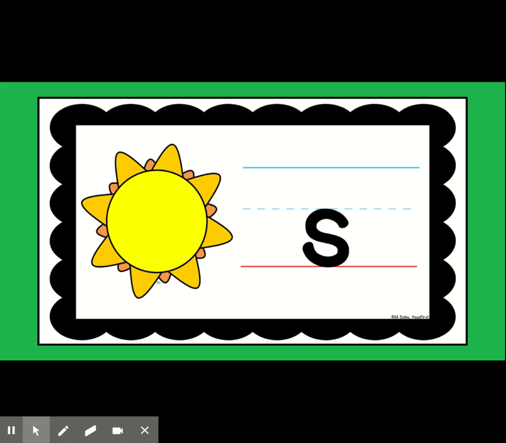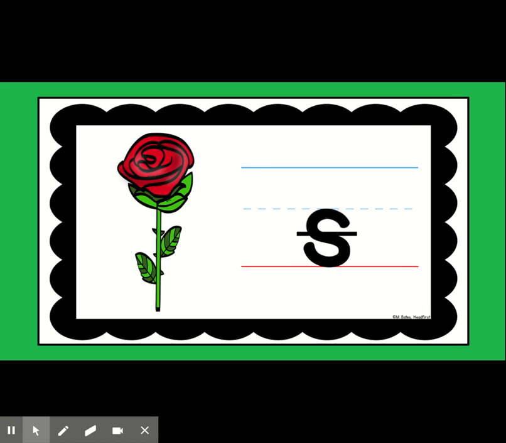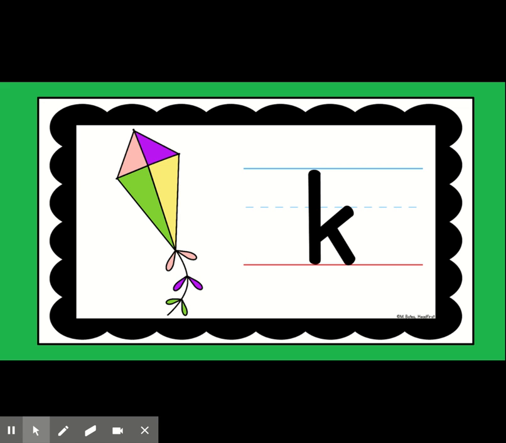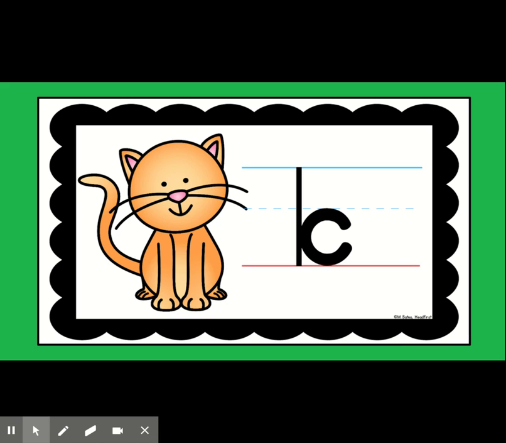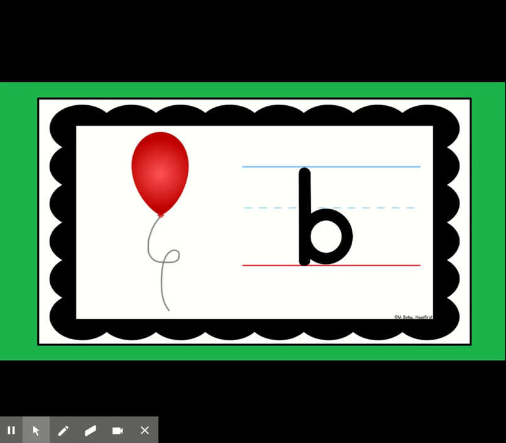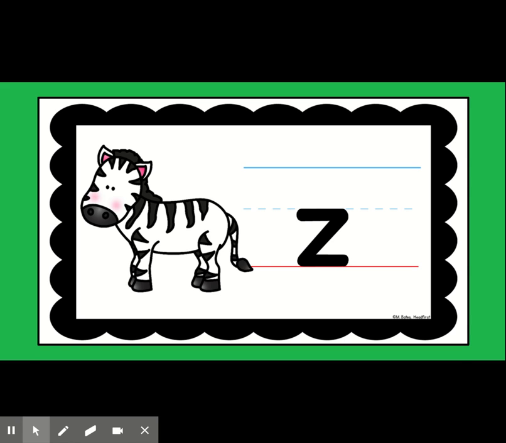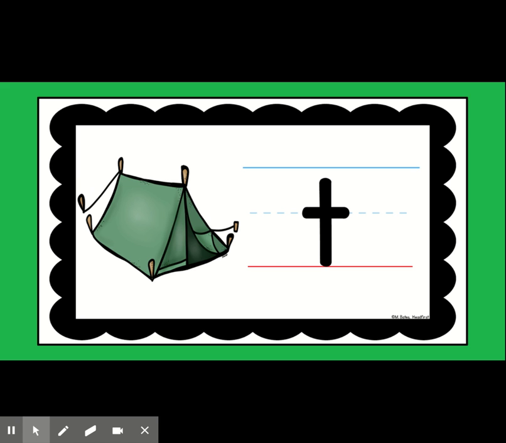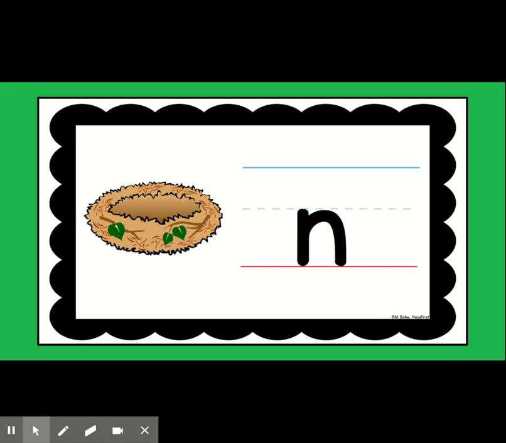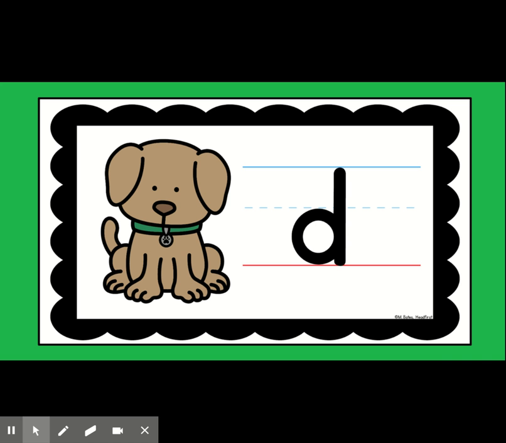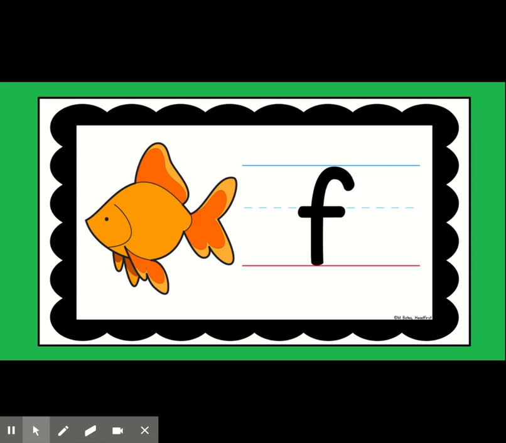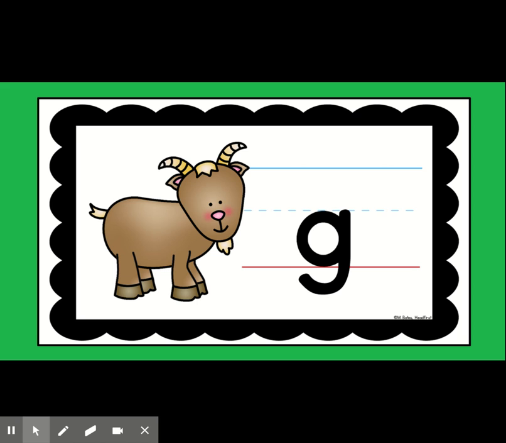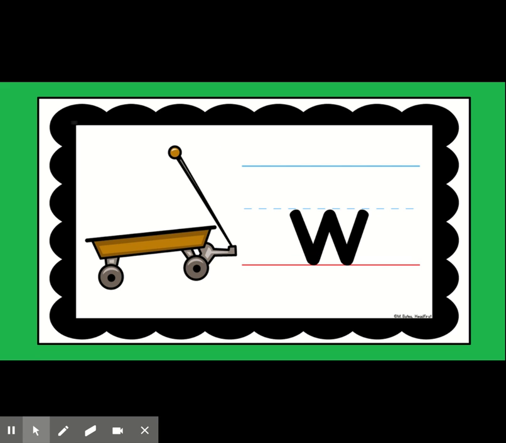Let's go through our consonants. Snake, s. Rose, z. Rabbit, r. Kite, k. Cat, k. Balloon, b. Monkey, m. Zebra, z. Pig, p. Tent, t. Nest, n. Lion, l. Dog, d. Fish, f. Hat, h. Goat, g. Wagon, w.